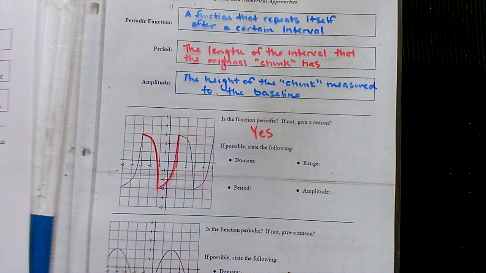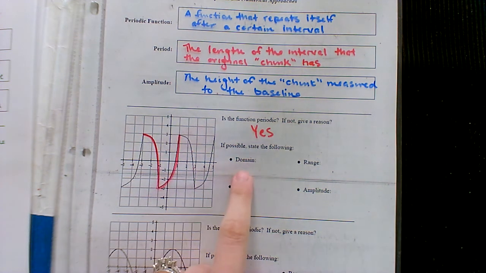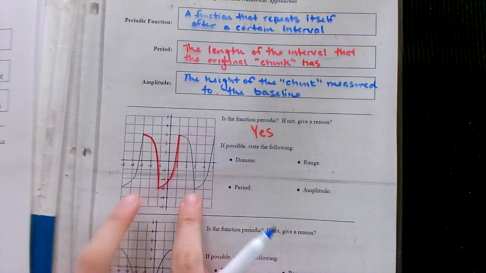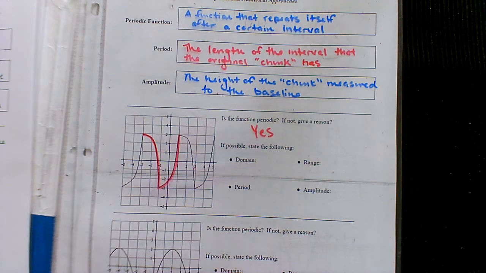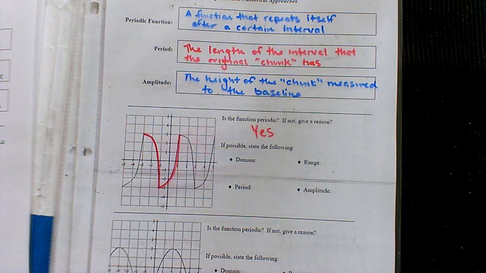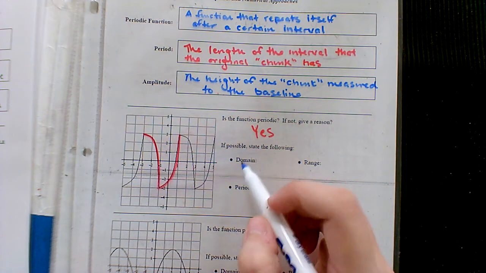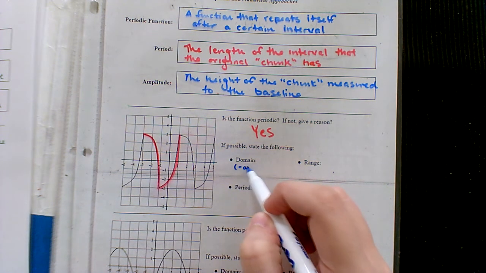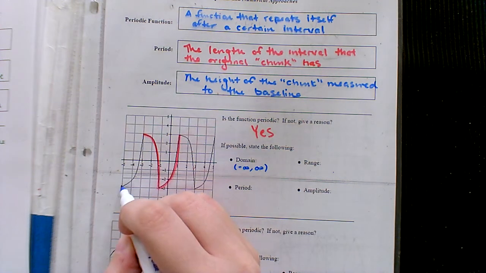All right. Let's go ahead and try to determine some other characteristics. What about the domain of this graph? I'm not just talking about the domain of the little chunk. I want the domain of the entire graph. How far left or right does it go? Yeah? Would it be negative infinity to positive infinity? Yep, it would keep going.